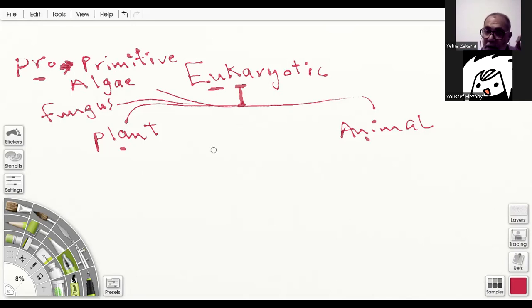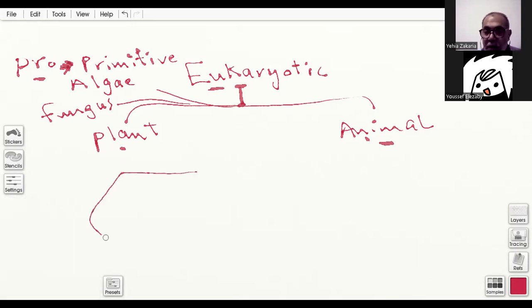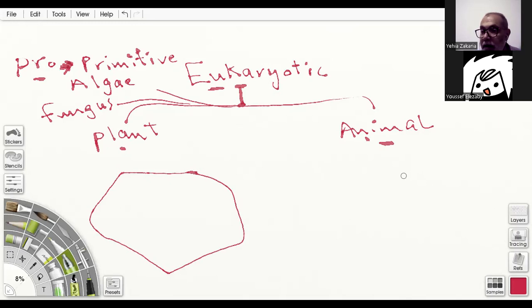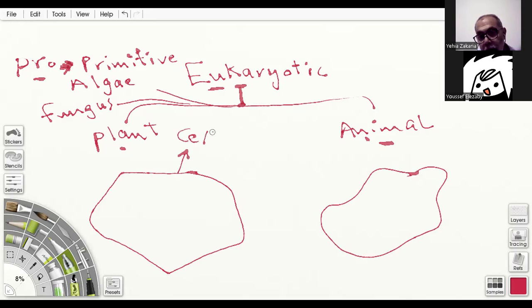We will discuss the difference between plant and animal cell. Plant cell almost has a definite shape. Animal cell has a regular shape, round. This definite shape is because of the presence of a cell wall. Underneath there is the cell membrane.